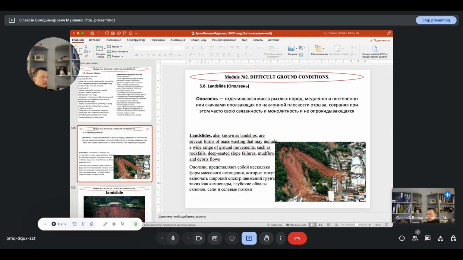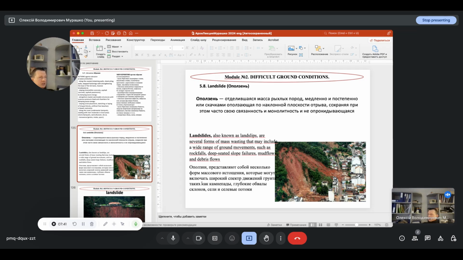Next solution is the landslide, very widespread in Odessa and Ukraine, and landslides are also very important, and they are very dangerous. So that is why we have to design buildings as far as possible from such kind of construction sites, because to protect the building from the landslide, it costs an arm and a leg.